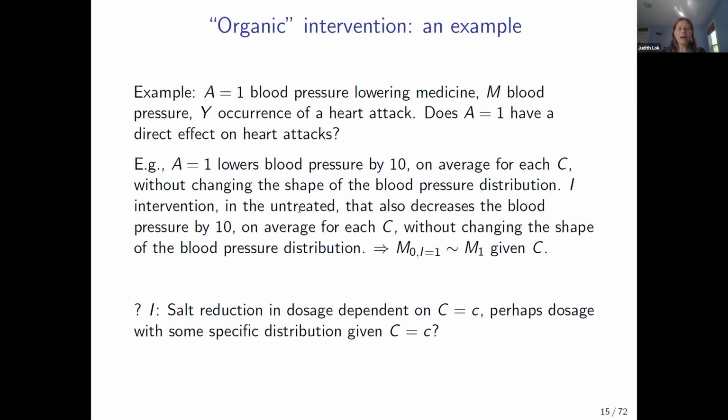intervention in the untreated that also decreases the blood pressure distribution by 10 without changing the shape of the blood pressure distribution. So we made sure that this I, this intervention on the mediator, makes the distribution of the mediator combined with the intervention resemble that of M1. For example, I could be a salt reduction in a dosage depending on C, perhaps a dosage with some specific distribution given C.